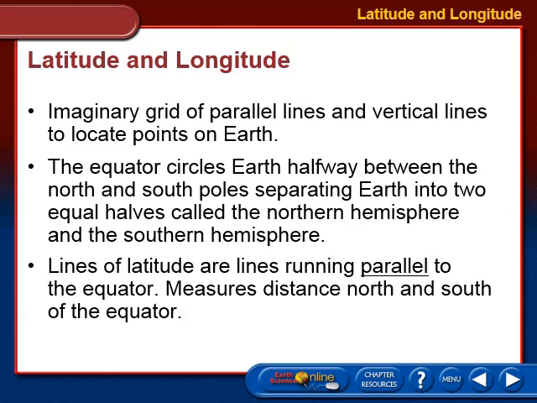Lines of latitude are lines running parallel to the equator, meaning running the same direction. A good way to remember this is latitude, flatitude, all right? Latitude lines are flat going across. Even though they're going across, they're measuring the distance between north and south of the equator, okay? So it's measuring whether something is farther north or farther south.